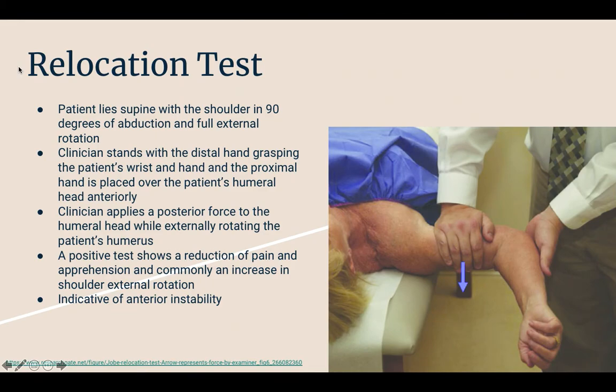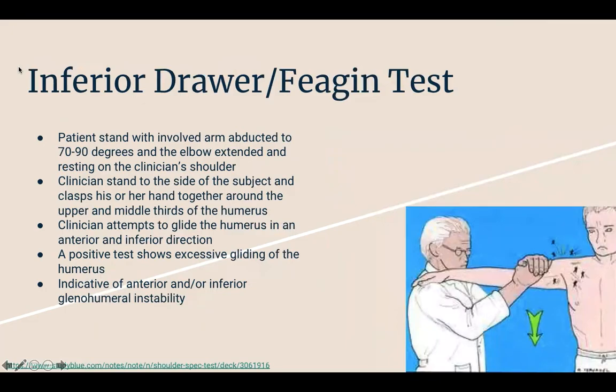The relocation test is performed with the patient lying supine with the shoulder in 90 degrees of abduction and full external rotation. The clinician stands with the distal hand grasping the patient's wrist and hand, and the proximal hand is placed over the patient's humeral head anteriorly. The clinician then applies a posterior force to the humeral head while externally rotating the patient's humerus. A positive test shows a reduction of pain and apprehension and commonly an increase in shoulder external rotation. This test is indicative of anterior instability.